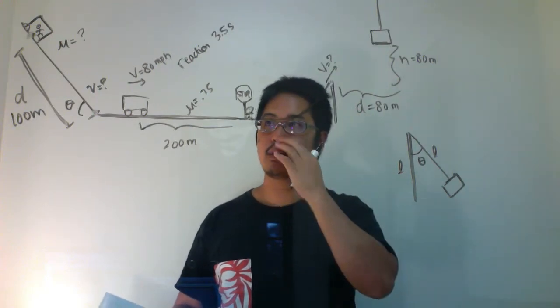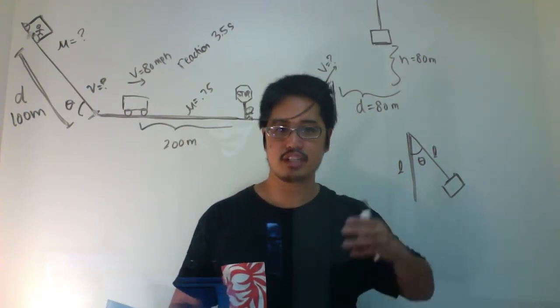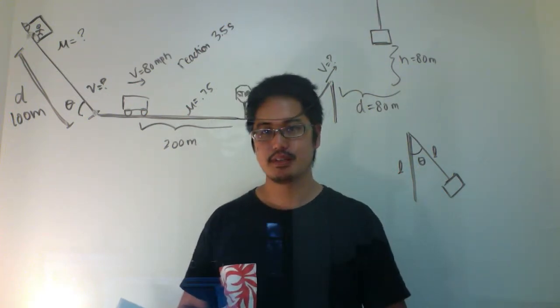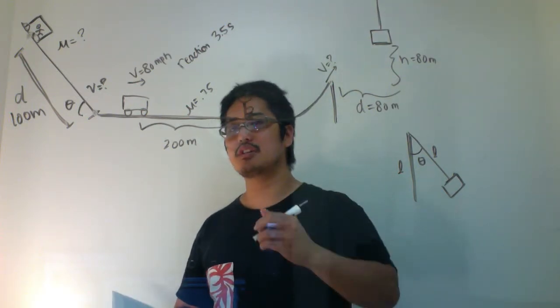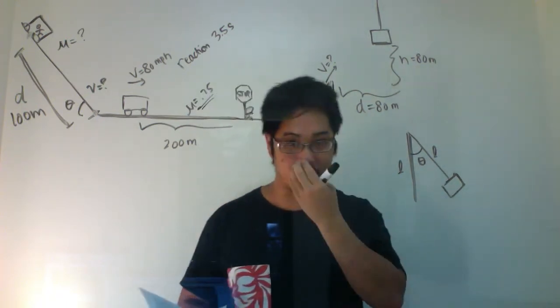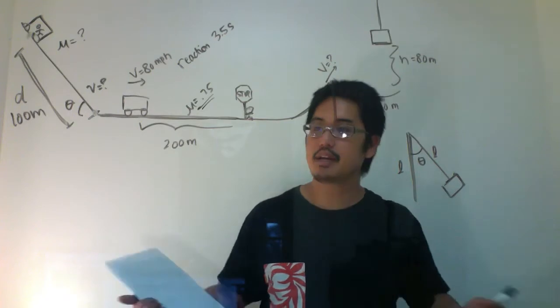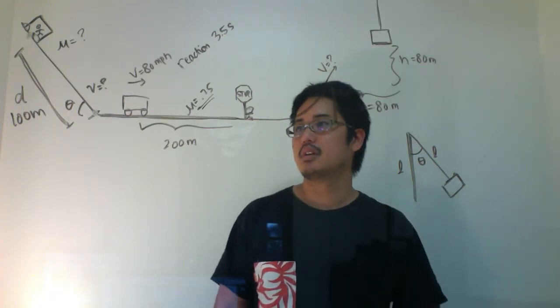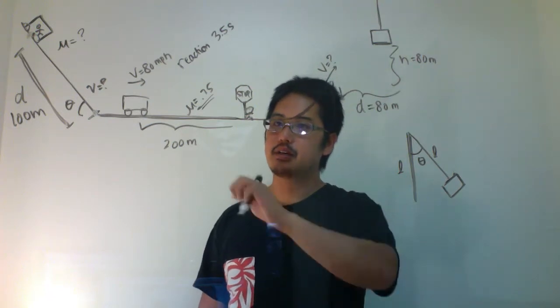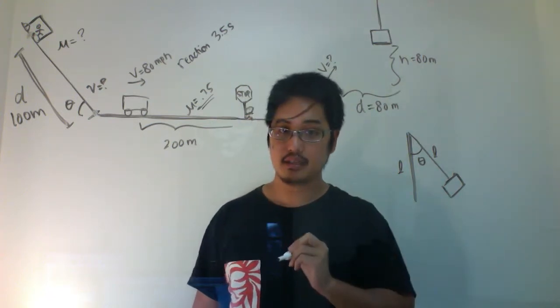Once you hit 80 miles per hour, you slam on your brakes and you just start to skid. Like that. Let's assume that the coefficient of friction between your wheels and the ground is 0.75. So this time I give you the coefficient of friction. Then my question to you is, when you stop, do you end up stopping before the stop sign?